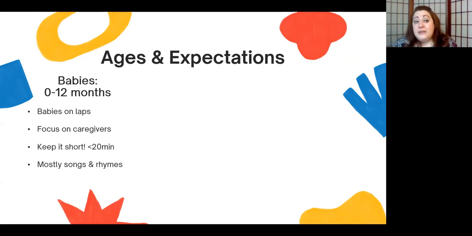For these story times, I recommend focusing almost completely on songs and rhymes, not really using too much in the way of actual books. I'm going to show an example here in a little bit, and you'll see what I mean by that. But maybe one book that is very interactive. Other than that, lots of bouncing and finger plays and just rhymes and songs that they can experience together.